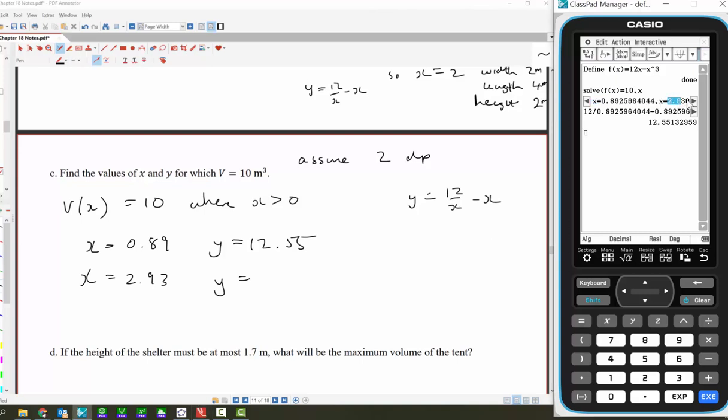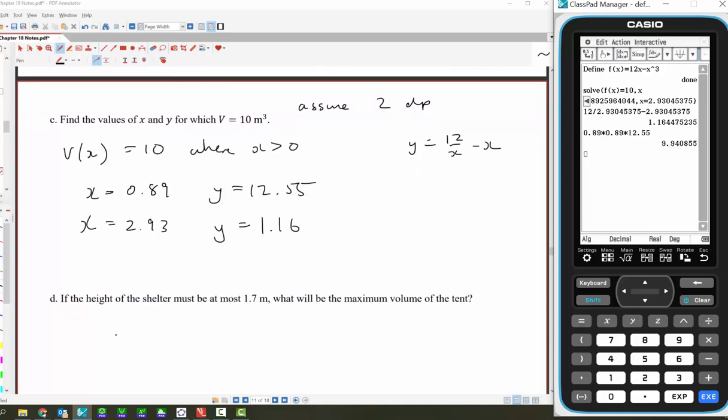And the other one, we'll just grab 2.9. I'm just going to copy that, paste it in there. It's a bit fiddly, isn't it? Paste that there, and I get 1.16. Let me just quickly check that to make sure that that will produce our value of around about 10. So it's length by width by height, 0.89 times 0.89 times 12.55. Now, because of rounding, this is not going to be exactly 10, but it should be pretty close. There it is, very close.